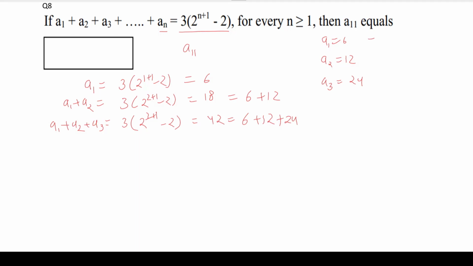So we can see that there is a similar trend among these numbers: 3 into 2, 3 into 2 to the power 2, 3 into 2 to the power 3. Hence a11 will be 3 into 2 to the power 11, which equals 3 into 2048 equals 6144. And 6144 will be the answer.